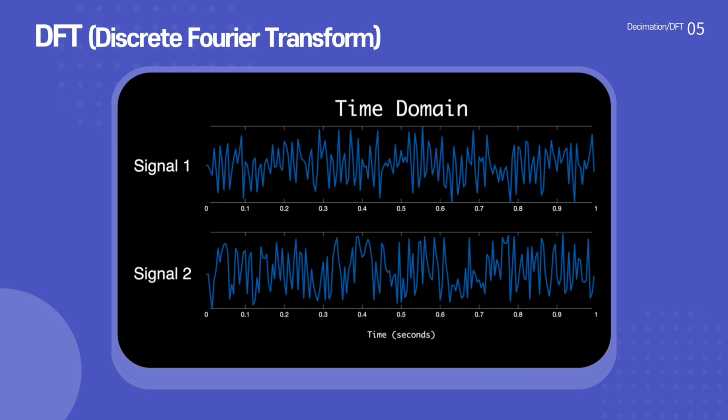For example, here we have two time domain signals sampled at 200 Hz, and the question is which of them has a significant 60 Hz component.